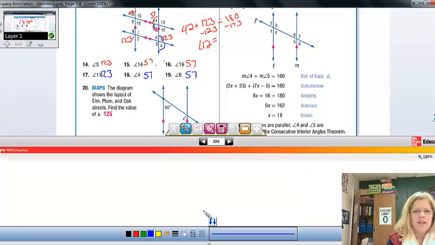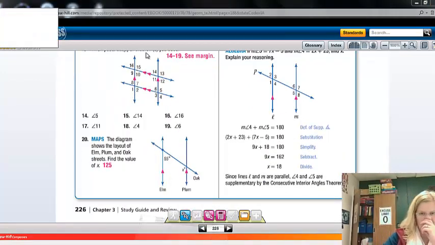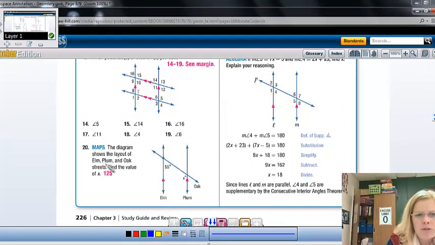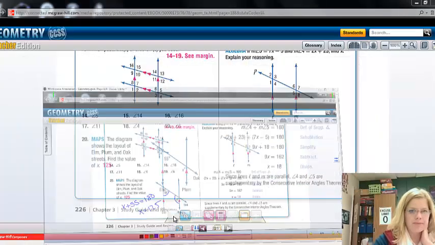If you go to 20, it says the diagram below. Oh, nuts, I can't see it. So let me move this down. Okay. It says the diagram shows Elm, Plum, and Oak Street. Find the value of x. 55 and x are what type of angles? Consecutive. Consecutive angles add up to 180 degrees. So set up your formula: x plus 55 equals 180. Subtract 55 from both sides, you get 125. That's how we did that one.